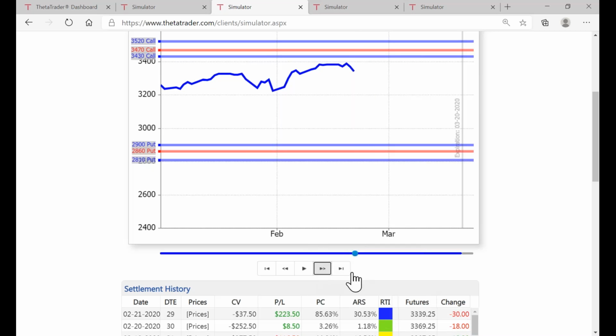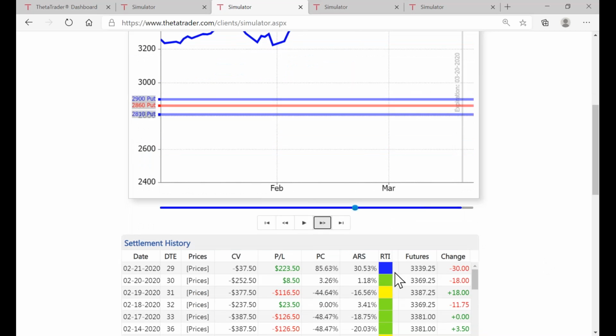And now look at this. This is blue, target profit. That means take profits and go on with your life. So you can automate this so that if it turns blue, you take profits automatically.